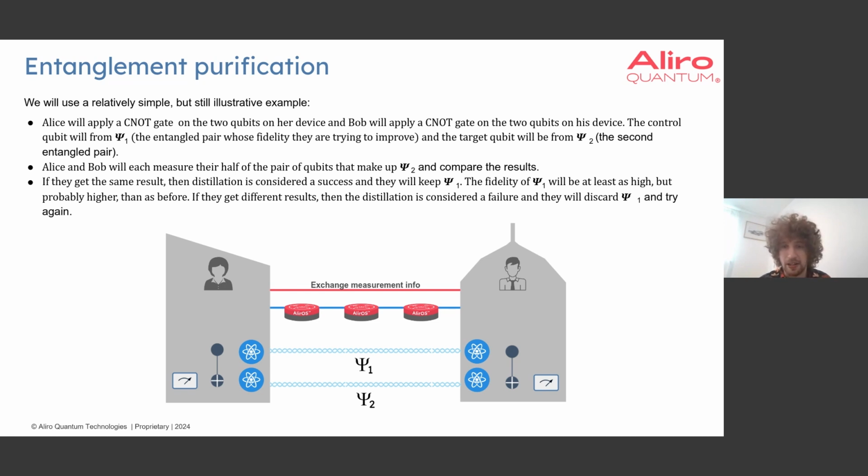Alice and Bob next measure their half of the pair of qubits from Psi2 and compare the results. If they get the same result, then the distillation is considered a success, and they will keep Psi1. The fidelity of Psi1 will be at least as high, but often higher than before. If they get different results, then the distillation or purification is considered a failure, and they will discard Psi1 and try again. We will leave the math behind why this protocol works for another time.